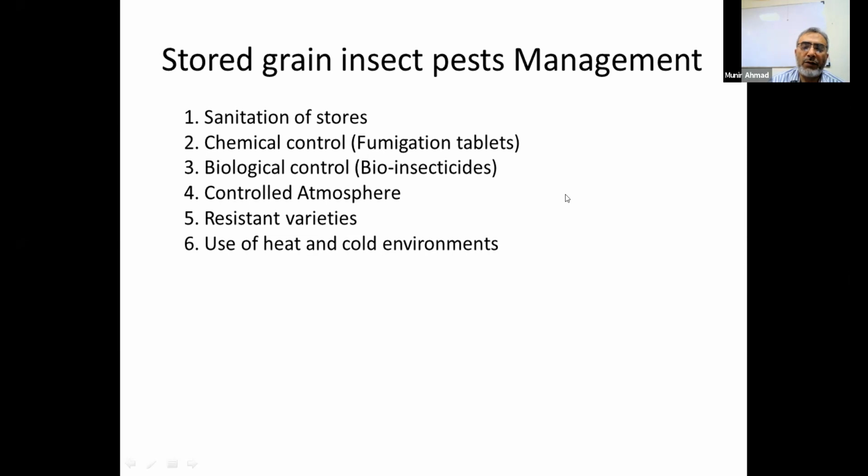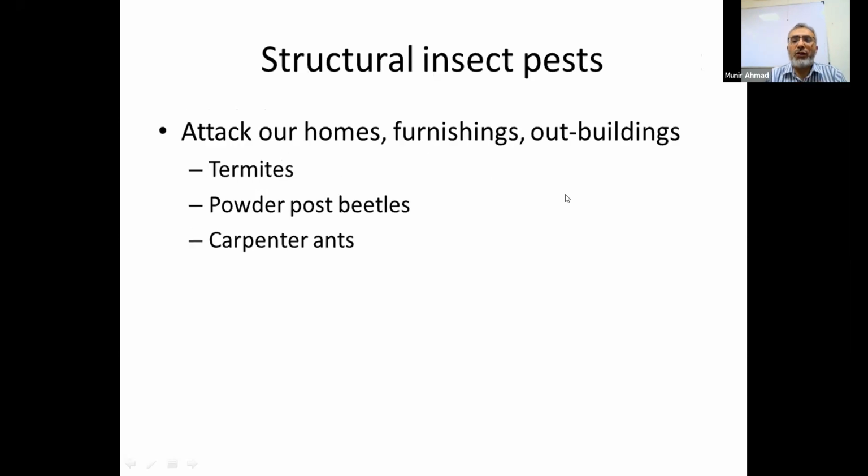There are certain bioinsecticides like Metarhizium and others present. Controlled atmosphere is generally used at the industrial level. Plant characteristics, like the characters of the grains, make them resistant or susceptible, and the use of hot or cold environments is also used to avoid their damage, because they are very severe to our resources.